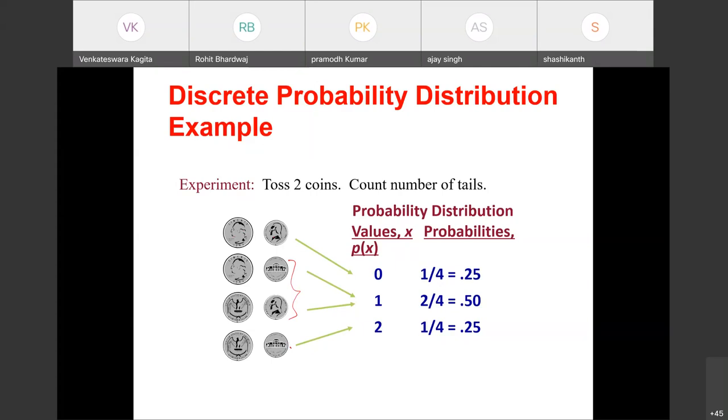Right. So what is the probability of 0 tails? 1 out of 4 cases we have 0 tails. So the probability is 1 by 4, which is 0.25. And in 2 out of the 4 cases, we have 1 tail. So the probability is 2 by 4, therefore it is 0.5. Similarly, for both tails, the probability is 1 by 4, which is 0.25.